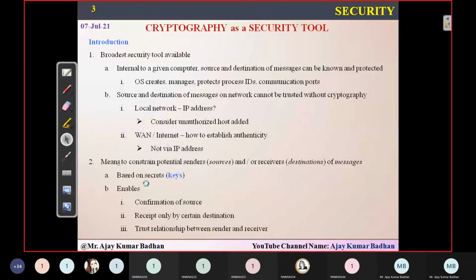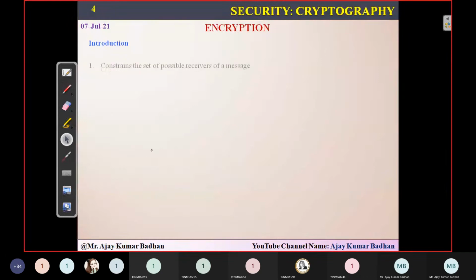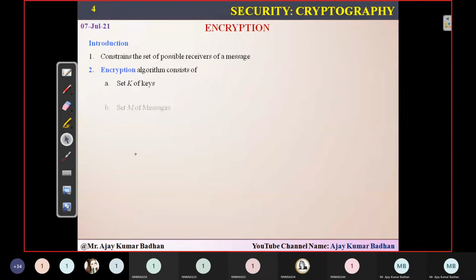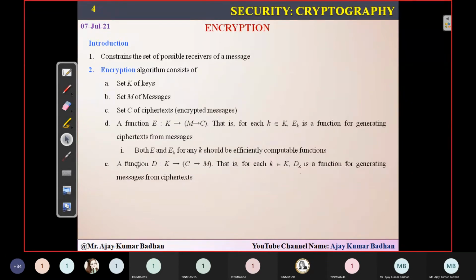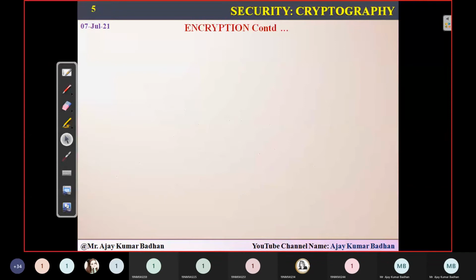So let's go ahead. Now comes the encryption. So what exactly are we going to do? I'm telling you that we will be encoding the data. What we mean by encoding here is nothing but what we call encryption. So we are going to discuss this encryption here, and then we'll go for the other part. Okay.